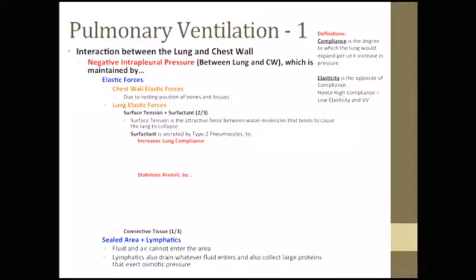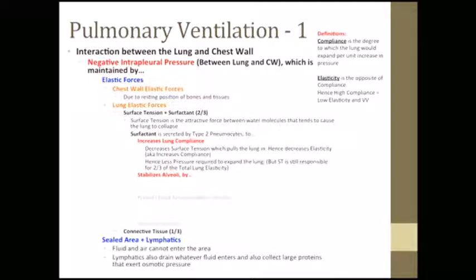We need to stabilize alveoli, and the others are not too important. So basically we increase lung compliance because surfactant is kind of like a soap. What it does is that it reduces the attractive force between the water molecules, and this reduces surface tension and reduces the elastic forces. So it decreases elasticity and it increases compliance. Hence, less pressure is required to expand the lung.